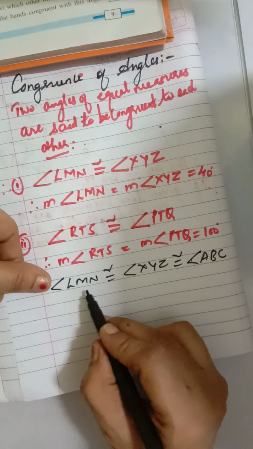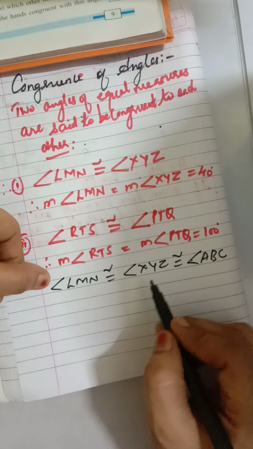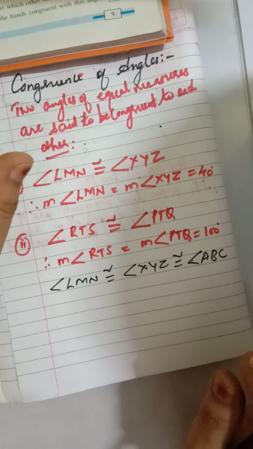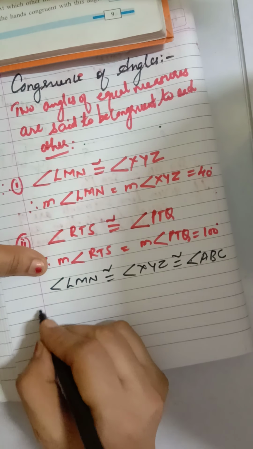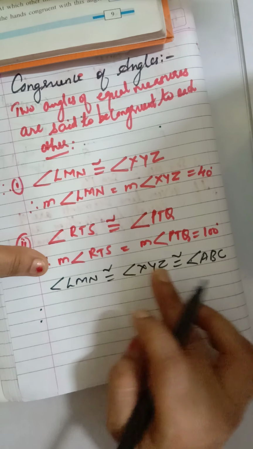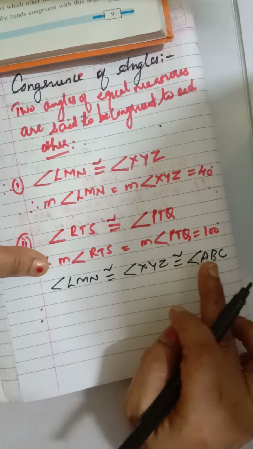Angle LMN is congruent to angle XYZ, XYZ is congruent to angle ABC, and say for example all are of equal measure. Then if three angles are there, in this case, children, the first angle is congruent to the second also, and the first angle is congruent to the third also.